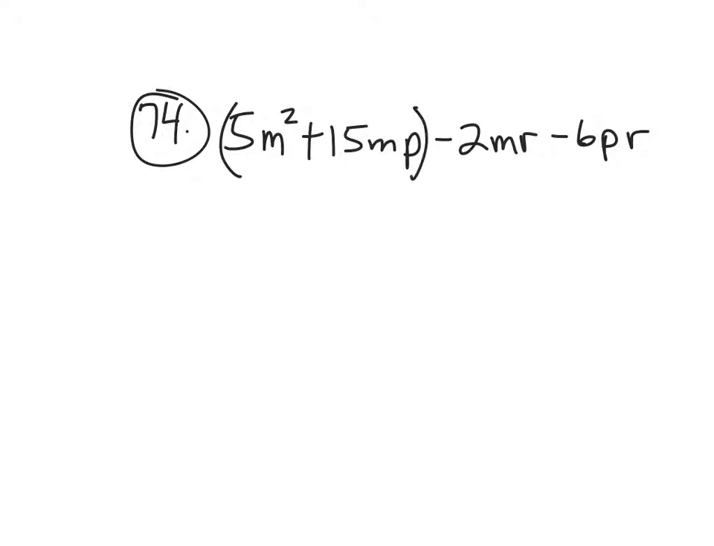Because it's got 4 terms, we could group the first 2 and group the last 2, slip a plus in between them. And then we think, well, what could I factor out of 5m squared and 15mp? Well, class, couldn't I take a 5m out of both of those? 5m out of 5m squared would leave m. 5m out of 15mp would leave 3p.